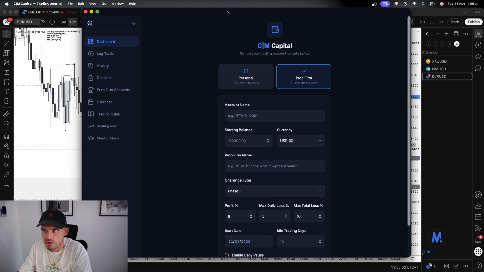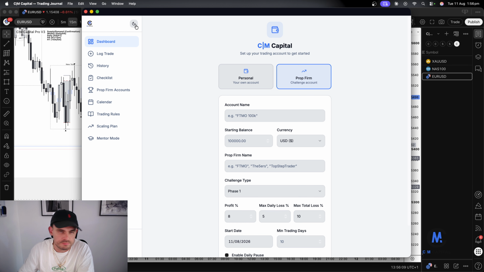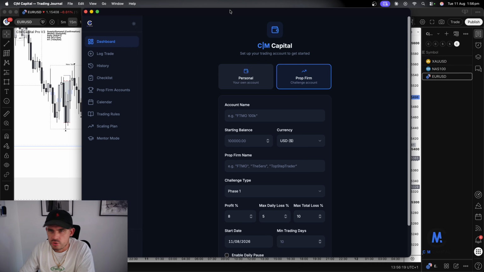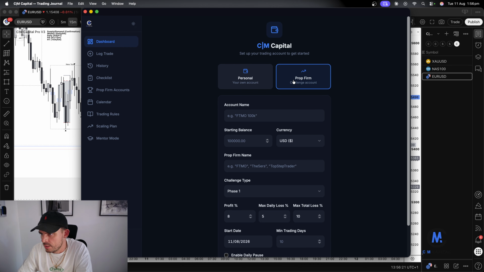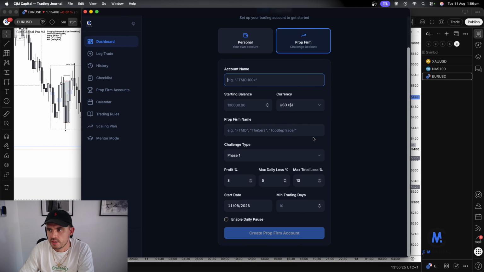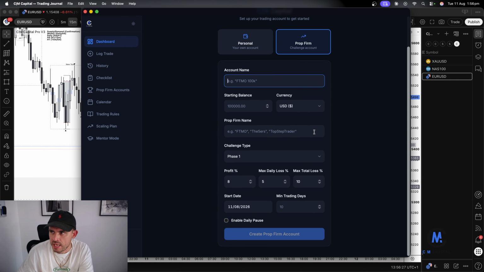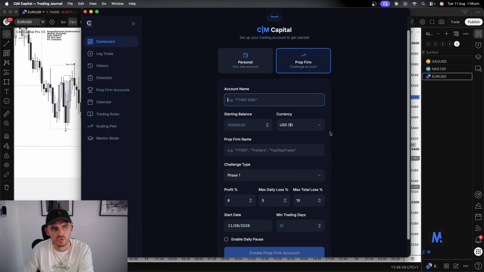So here we go. CM Capital. There's a few features on here I can just go through from the start. Light and dark mode. People with dodgy eyes who like a light mode, who are a bit psychopath, you can use light mode. I like dark mode because it's more sexy, but there we go. So prop firm account, obviously you can set up any type of prop firm account you want, i.e. futures, CFDs, whatever, it doesn't matter.